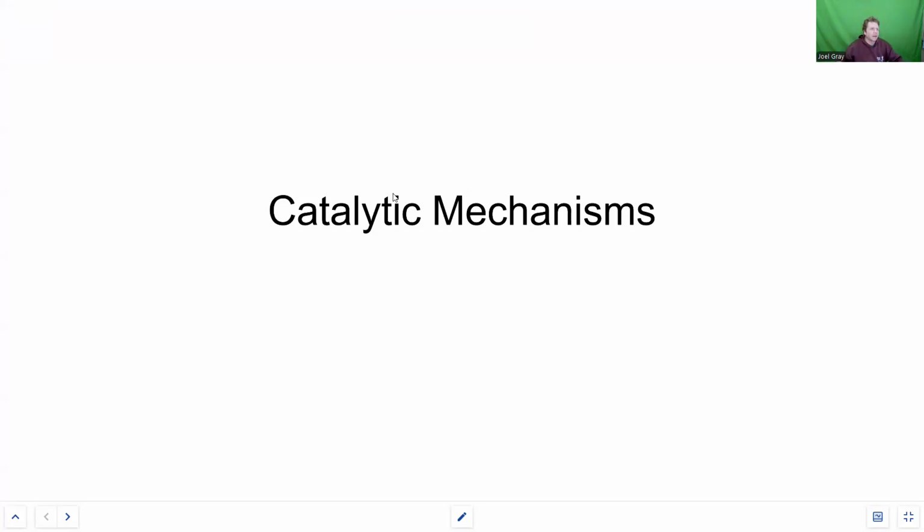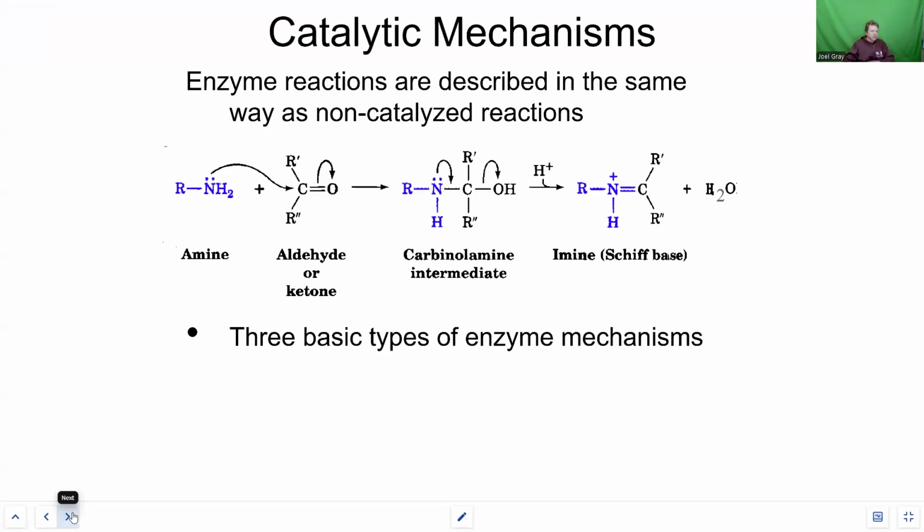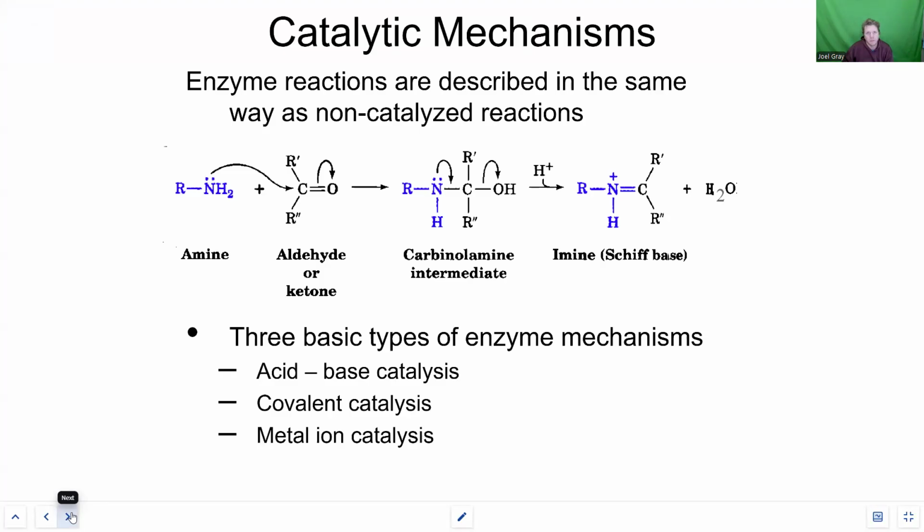So we're talking about catalytic mechanisms. So basically, how do electrons get pushed around? There are three major types of catalytic mechanisms: an acid-base mechanism, covalent catalysis, and last but not least, metal ion catalysis. Now, there are some more, but think about those as the big umbrella topics. Most everything that we talk about is going to fall into one of those categories, and some things will fall into multiple of those categories.